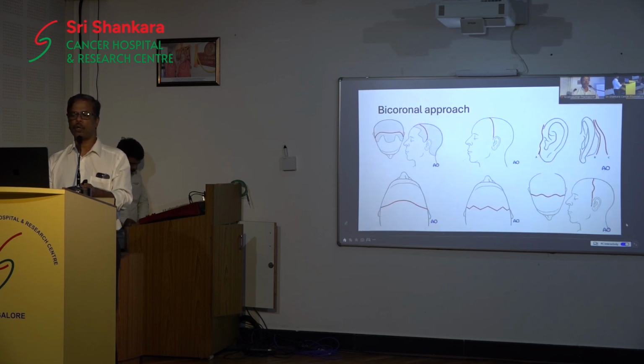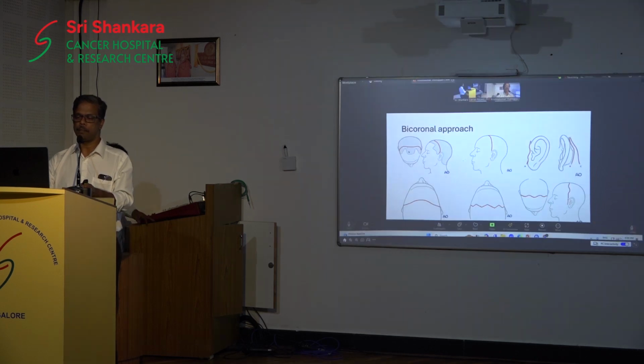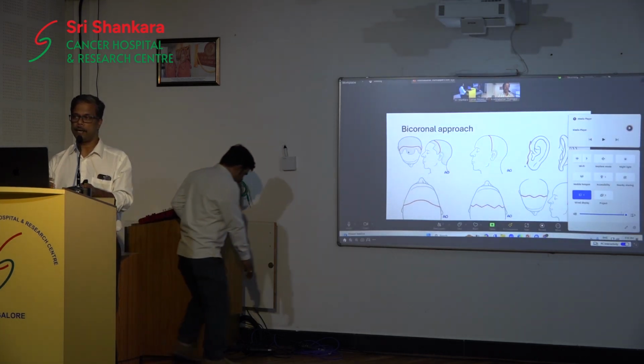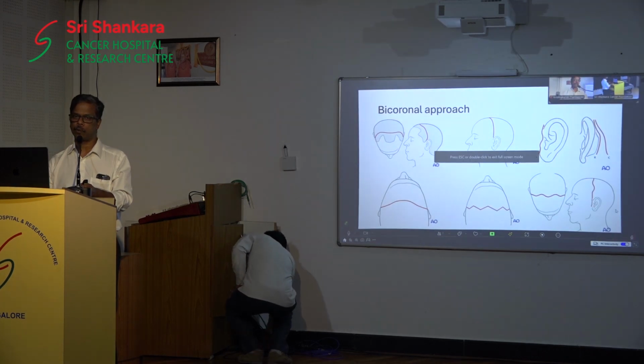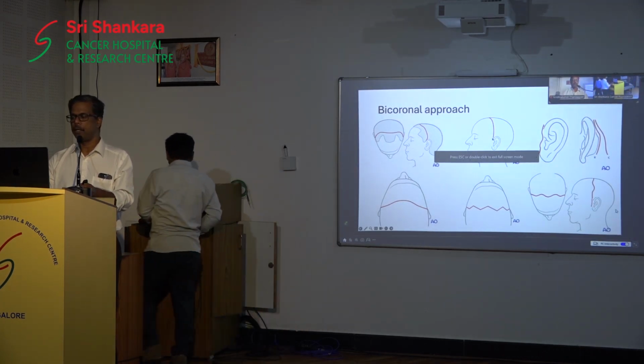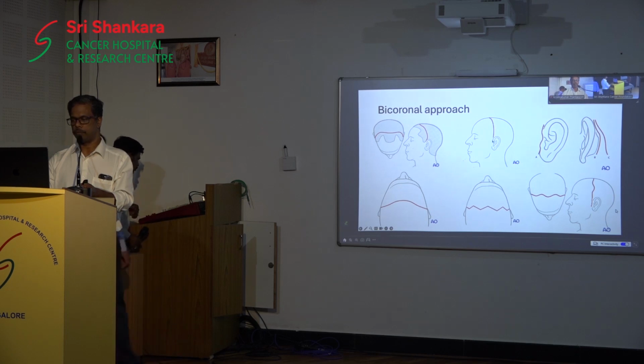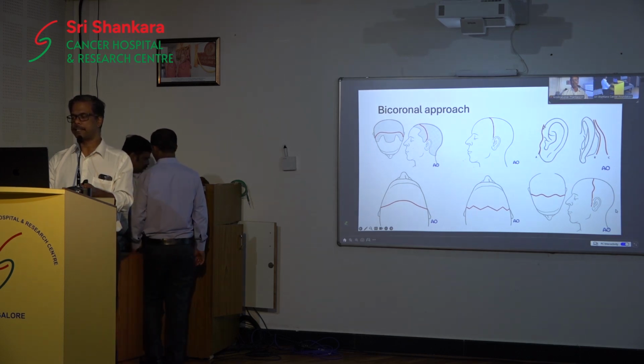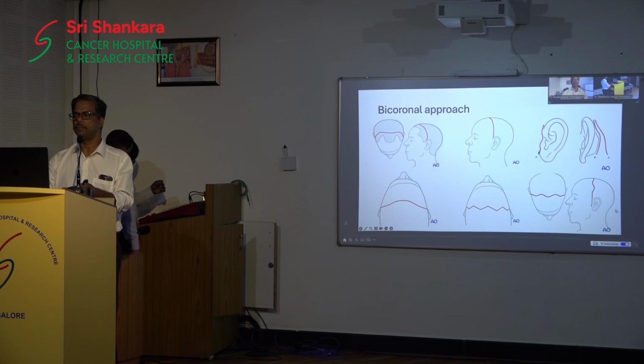Coming to the bicoronal approach, it is a transverse incision that is taken across the scalp. The principle is that it should be behind your hairline and behind the baldness that could be anticipated in a male patient. It can be taken like this, in a smooth curve, and it can be extended preauricularly in the preauricular crease or postauricularly behind the pinna.